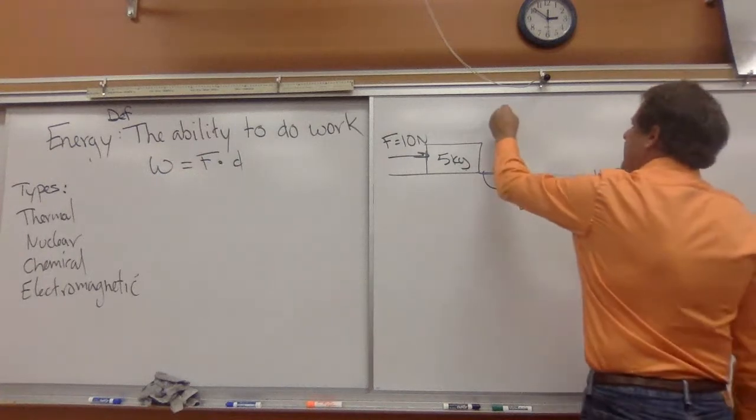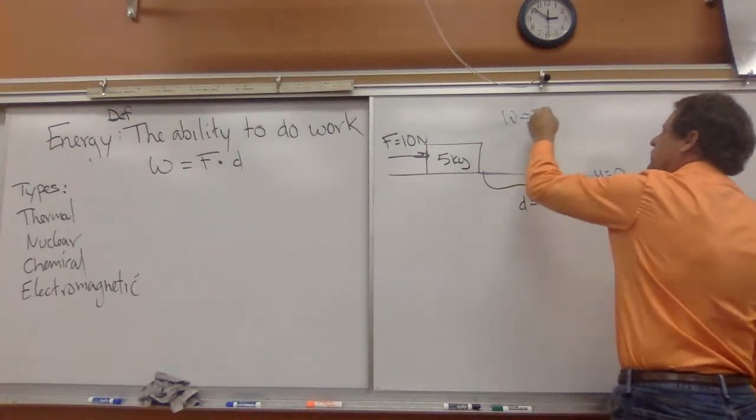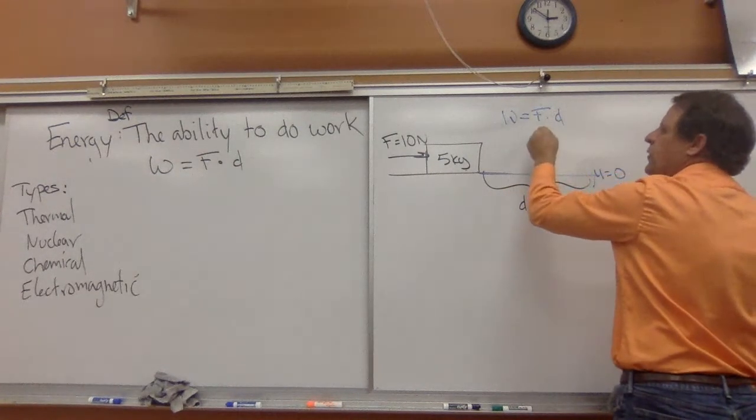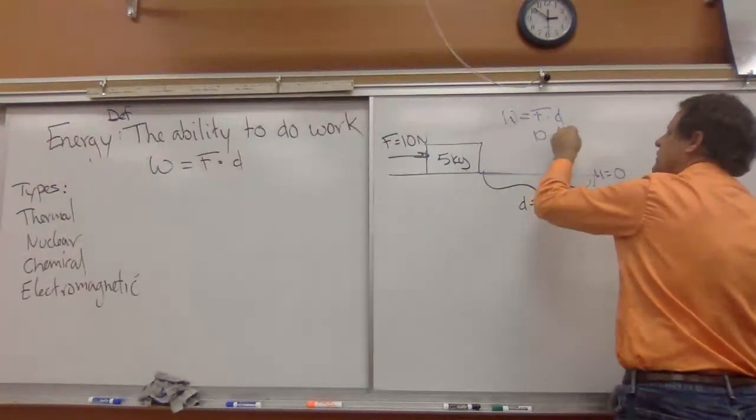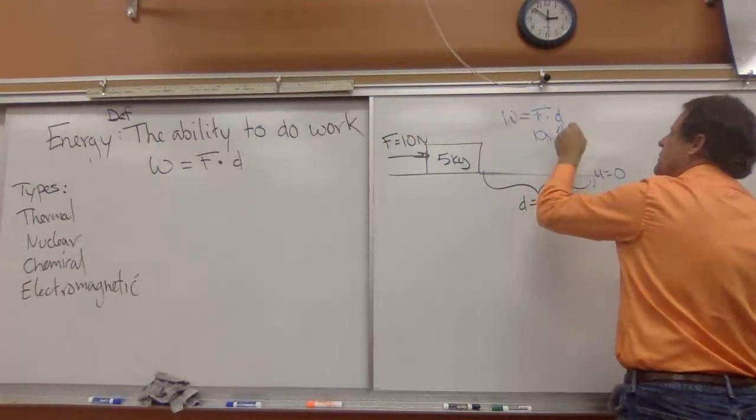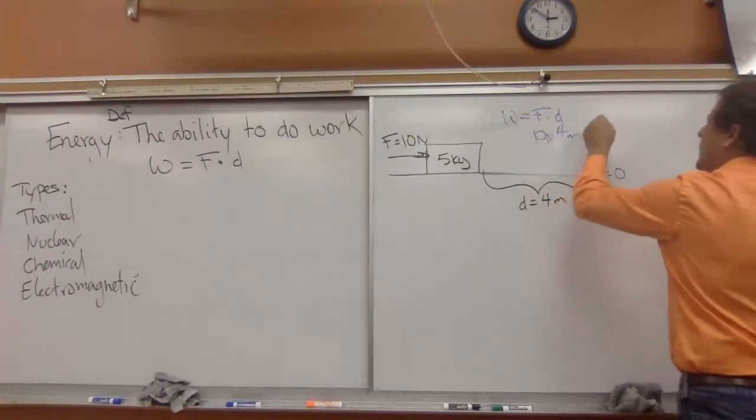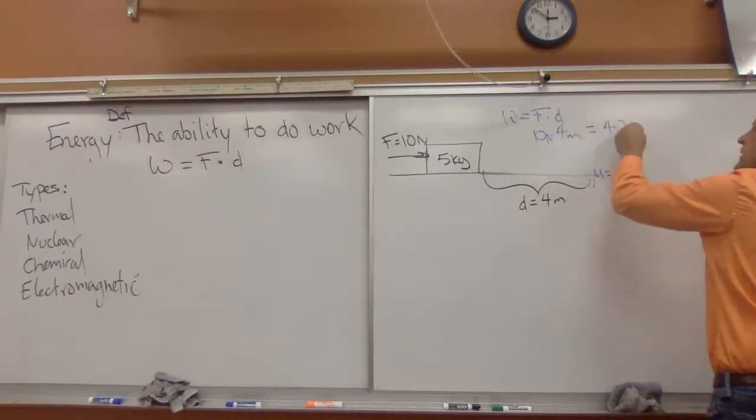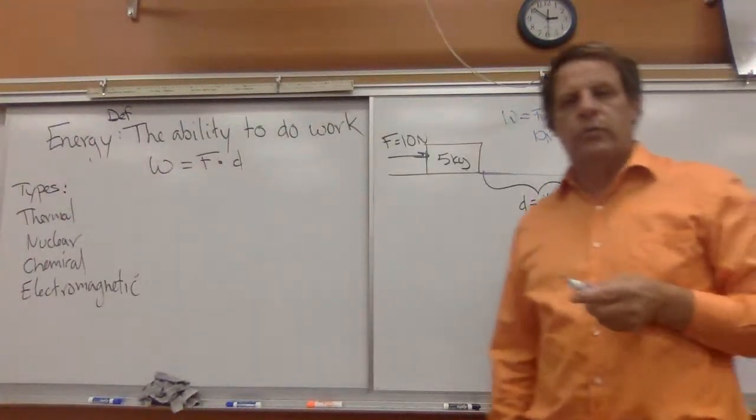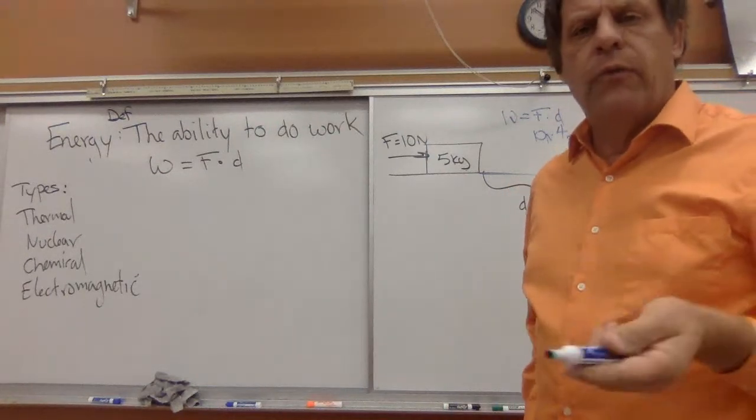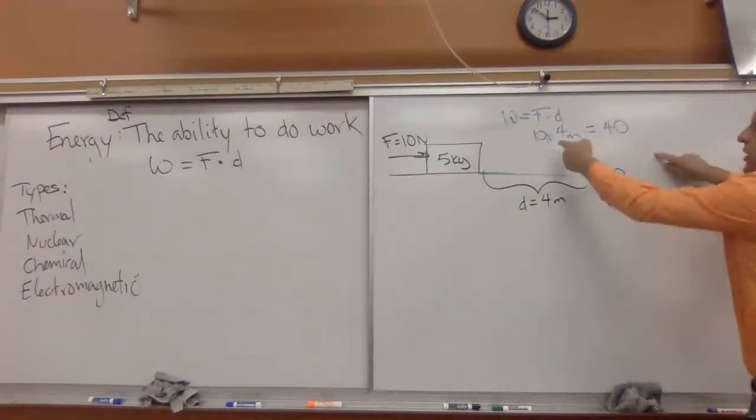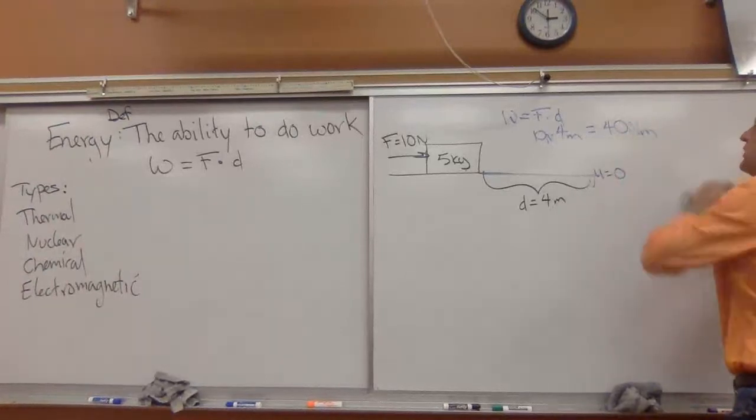Well, we're just going to say work is equal to force times distance. Our force is 10, our distance is 4. This would be newtons, this would be meters, and our answer would be 40. Now, 40 what? We know that that is 40 newton meters.